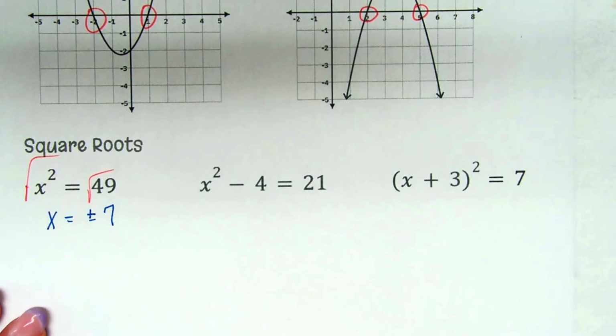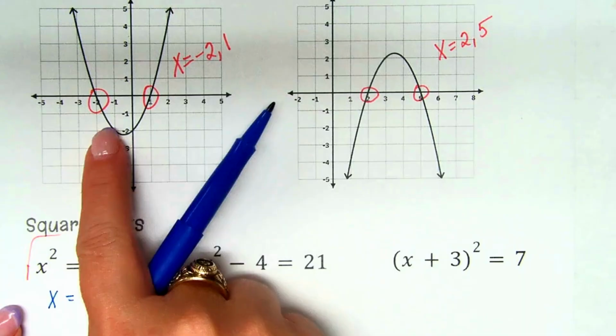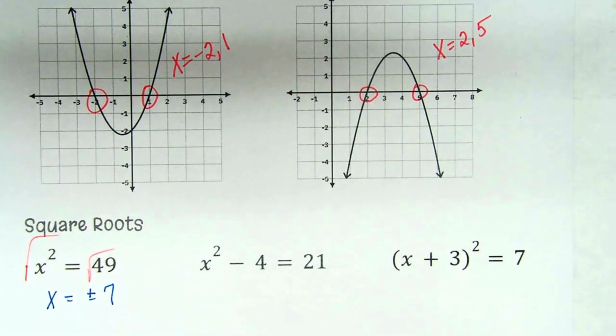Wait, are we always going to get 2 answers? Yes. Well, can we go up here and look at this graph right here? We got 2 answers here and 2 answers here. So I kind of lulled you into a false sense of security, right?